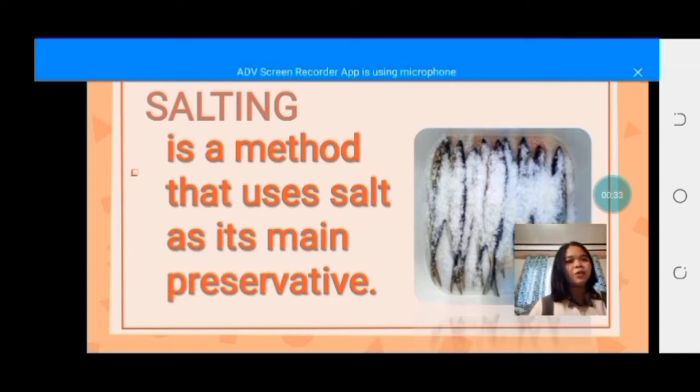So, the second one is salting. What is salting? Who can read, class? Anyone? Salting is a method that uses salt as its main preservative. Okay, very good, class. For example, in my homeland, Bongo Island, they are very good in terms of salting because Bongo Island is far from the city.